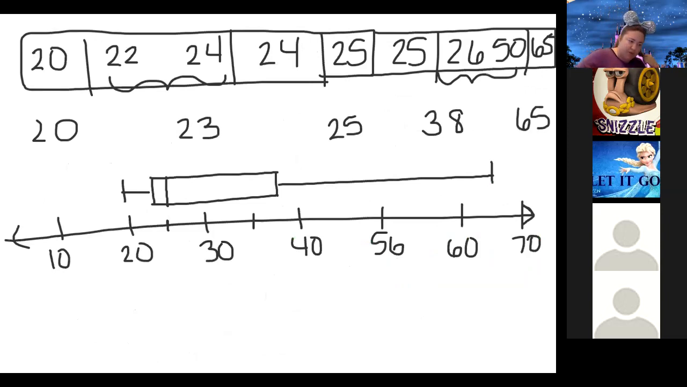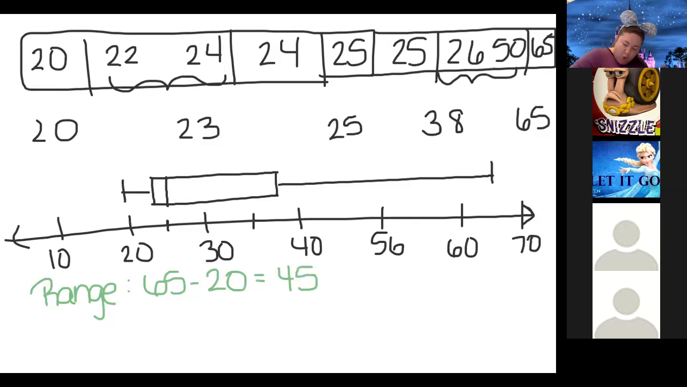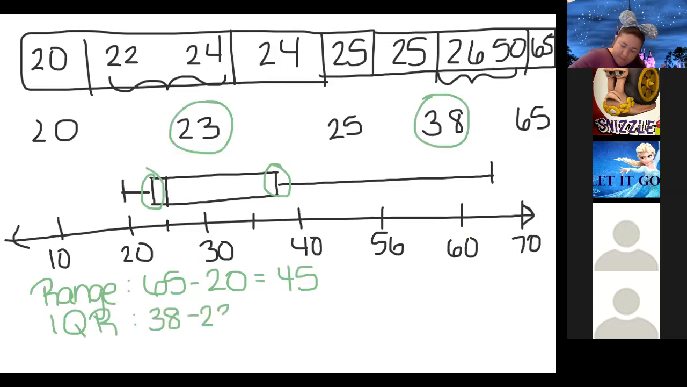Same idea we're going to do that we just did before is the range, which is 65 minus 20, because it's big minus little, which gives me 45. But then let's look at the interquartile range. And this is where it tells you that there's a huge skew because you're going to take this number here, which is 38, minus this number here, which is 23, which gives me 15. These two numbers are like a big difference this time.